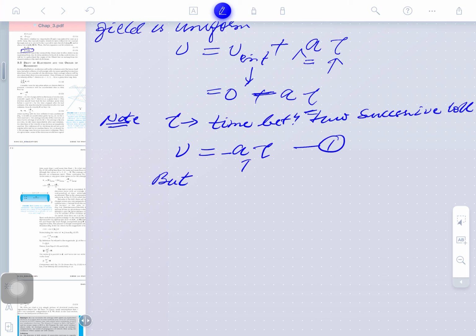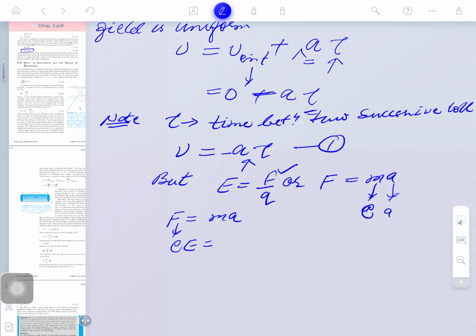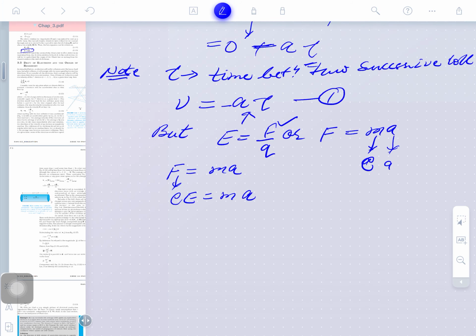But what has the field been given by? The electric field is obviously force upon charge. Do you know or not? So here the force is F equal to ma. Here the charge is q, the electron charge e, and the acceleration is a. So the electric force F is equal to ma, where m is the mass. Clear, guys? Well understood?